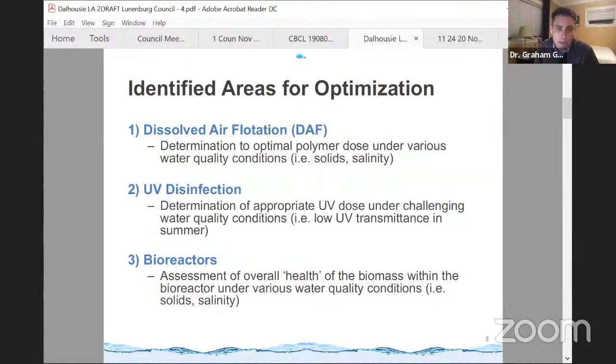We are looking at UV disinfection using a lab-based approach that we've applied to other municipalities to try to understand the disinfection capacity of the plant, and I'll describe that later. And then finally, the final aspect of the work is to develop a monitoring approach to assess the overall health of the biomass in the bioreactor that Sarah described, to ensure that we have healthy bacteria that are able to remove the organic carbon or the BOD5 that's present in the wastewater. So next slide, please.